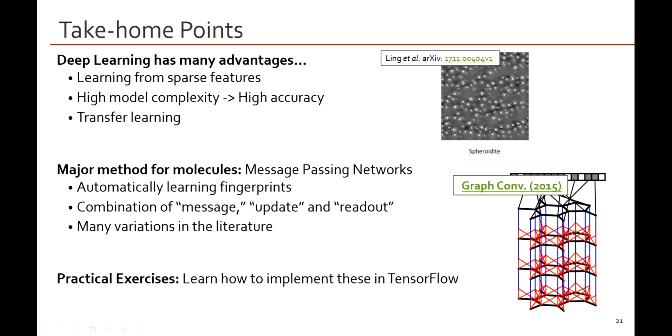The way that this notion of neural networks is commonly applied within the molecular literature is through message passing networks, where in effect I'm automatically learning fingerprints for each molecule, with each atom within a molecule, using a combination of these message and update steps, and then applying a readout function that takes all of those molecular features, all those atomic features, and gives them a single feature for the entire molecule.